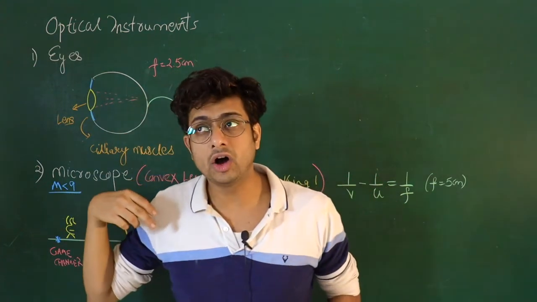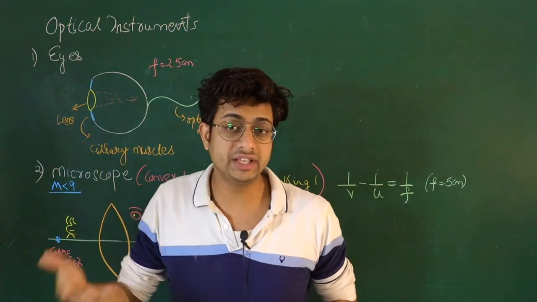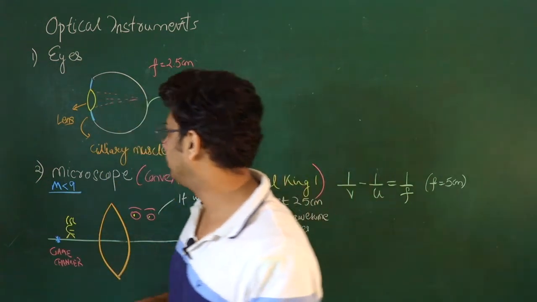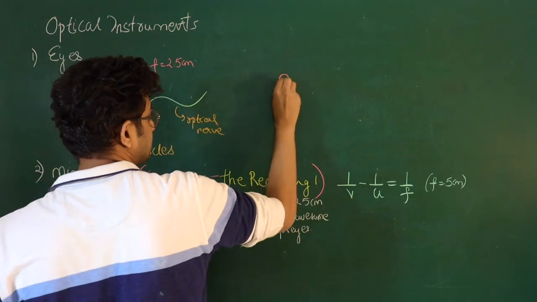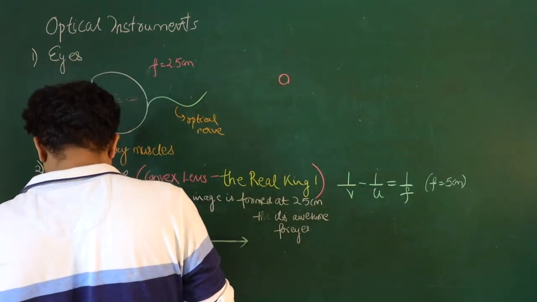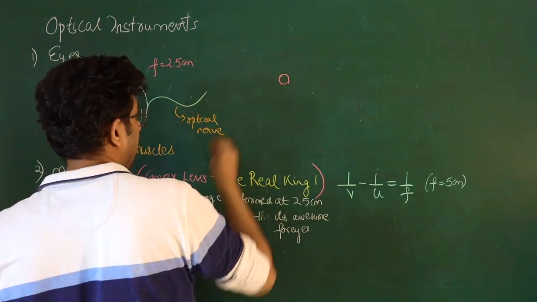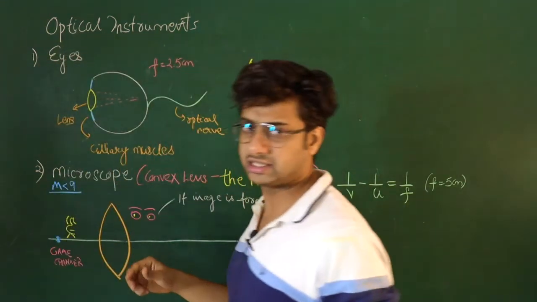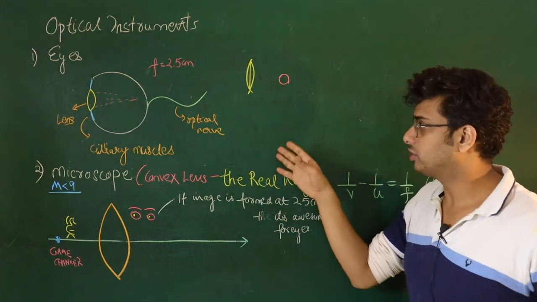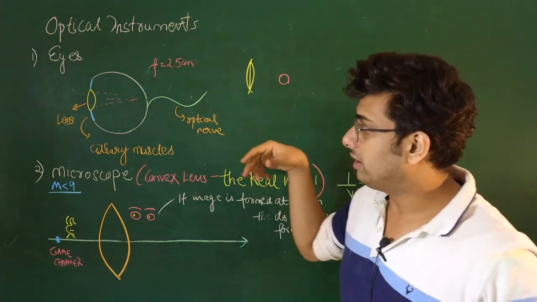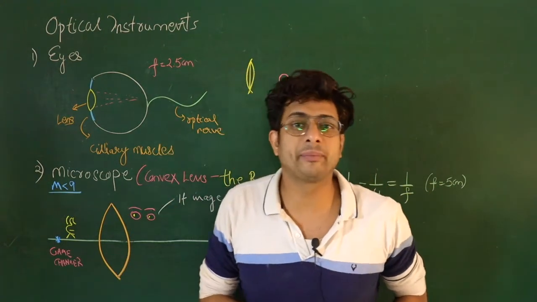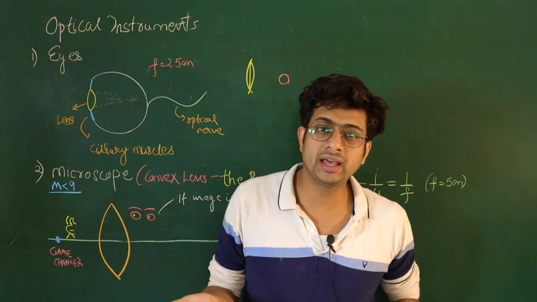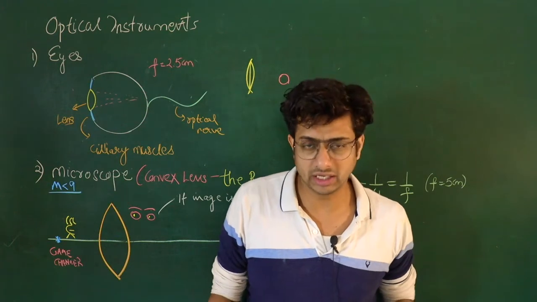Now when you are looking at some nearby object, the lens becomes more like this, and more like this when you are looking at a far object. Obviously this is an exaggeration, but yes, you understood, right? So there are two kinds of problems which happen with your eyes. One is myopia, and the other is hypermetropia, commonly, right?